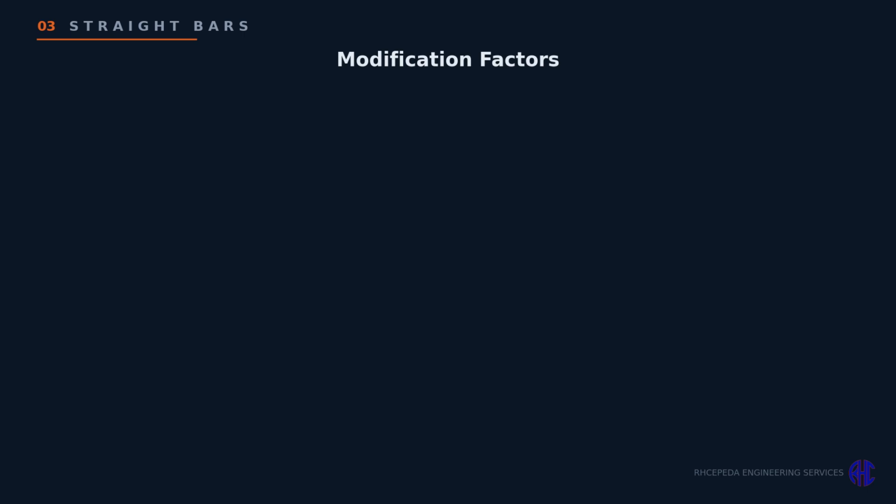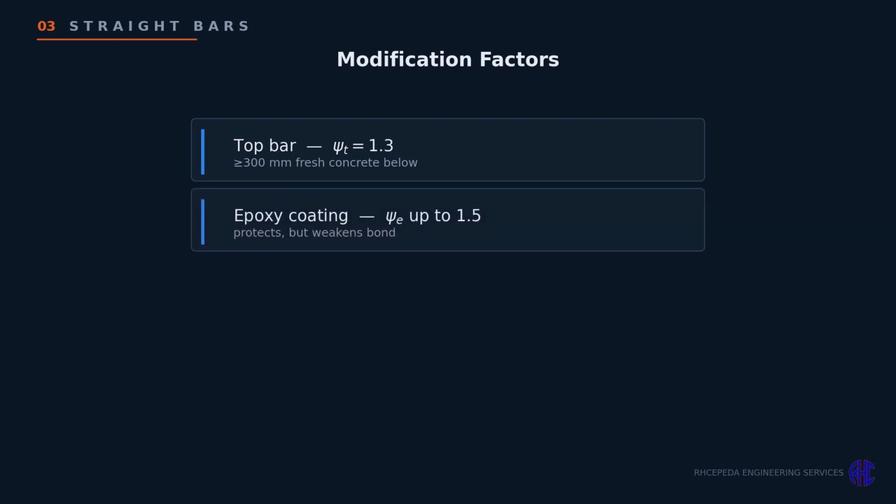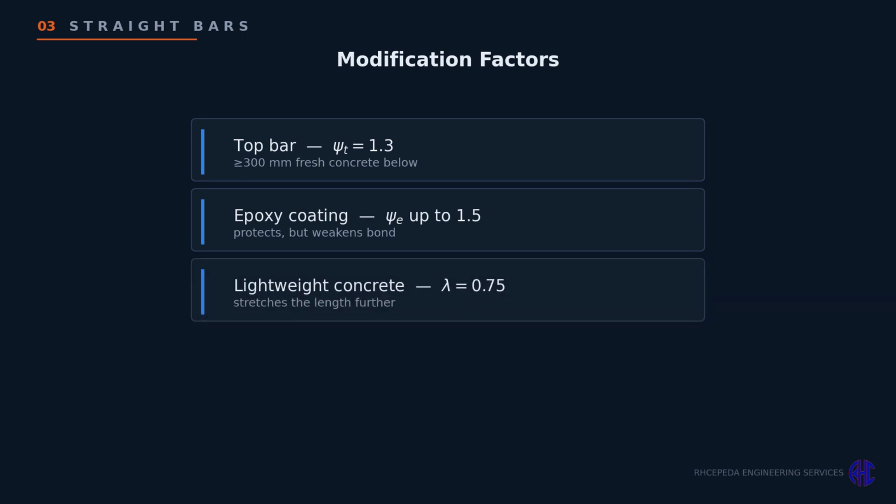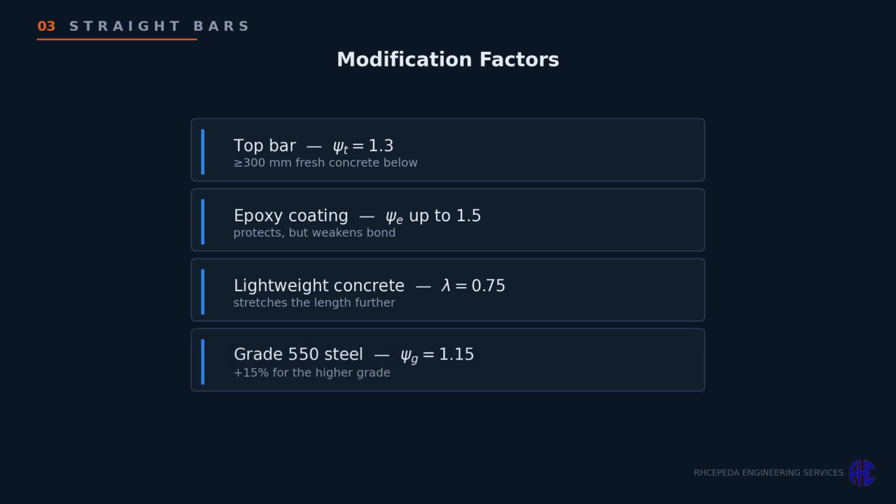The modification factors matter. A top bar, with at least 300 mm of fresh concrete cast below it, takes 30% more length. Bleed water weakens the bond beneath it. Epoxy coating can add up to 50%. Lightweight concrete stretches it further. And higher grade steel, grade 550, adds 15%. Each factor is the code pricing in a way bond gets worse.